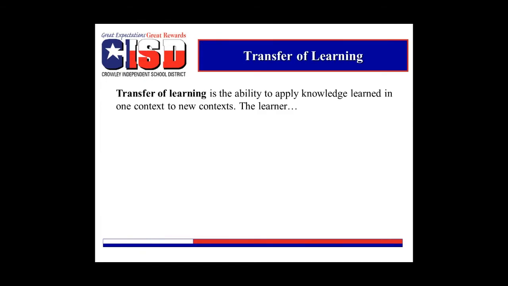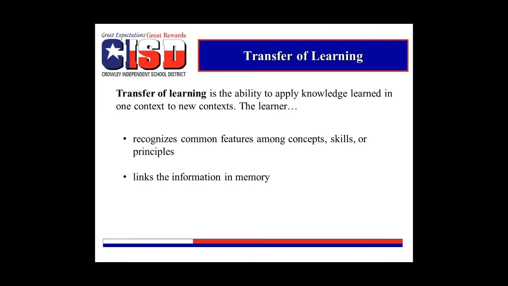Before we begin to plan for instruction, let's discuss the ability of students to transfer learning. Transfer of learning is the ability to apply knowledge learned in one context to a new context. The learner recognizes common features among concepts, skills, or principles, and links the information to memory. This is when students say, "Oh, I know when to use that." The learner sees the value of utilizing what was learned in one situation in another. This is when students can show their learning not only when a sample looks like what the teacher gave, but also when it does not.